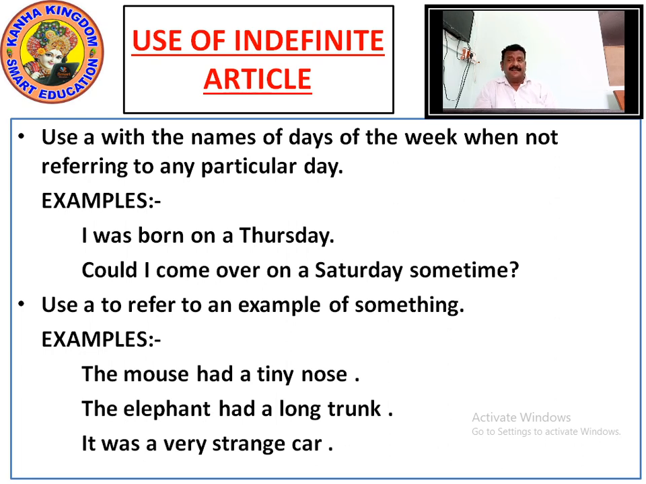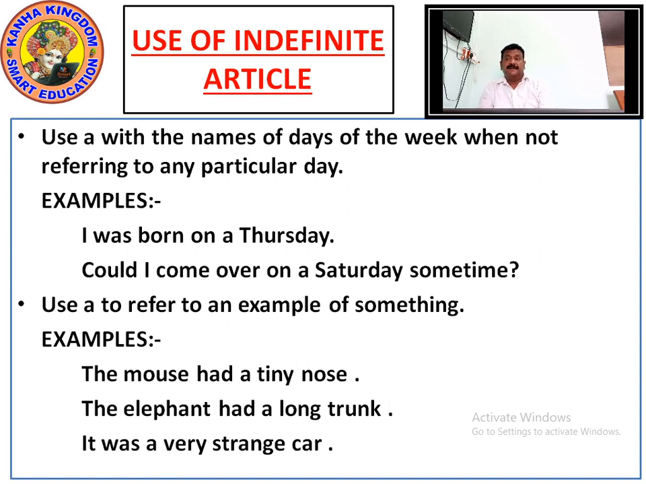These are the names of days. I was born on a Thursday. Could I come over on a Saturday sometime? What are these? These are uses of a with the names of days of the week. Right? Understood about this example? On a Saturday is referring to a day, not a particular day. The names of the days are Monday, Tuesday, Wednesday, Thursday, Friday, Saturday, Sunday. So these are the days of the week.